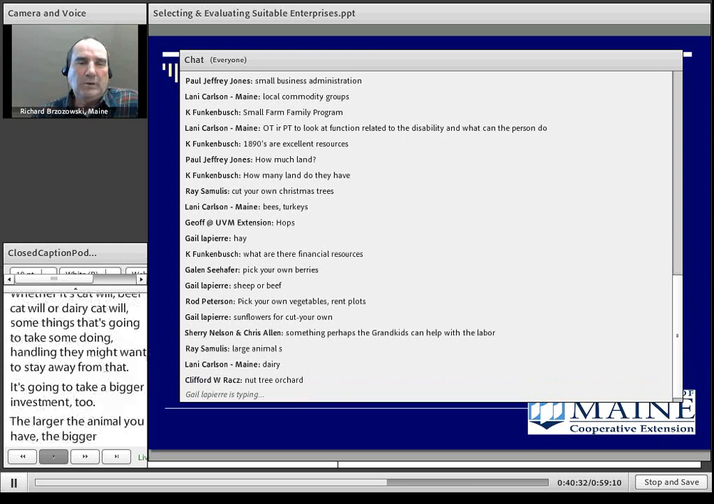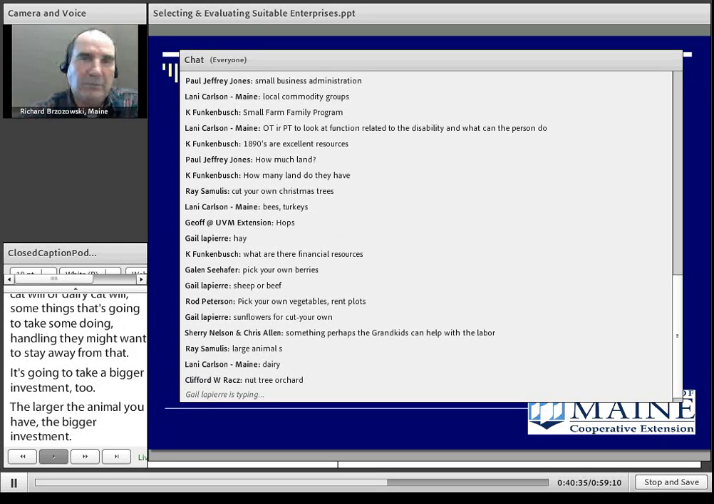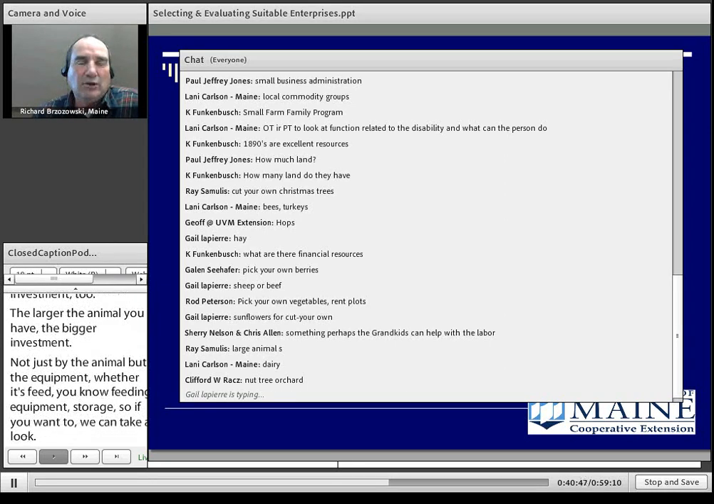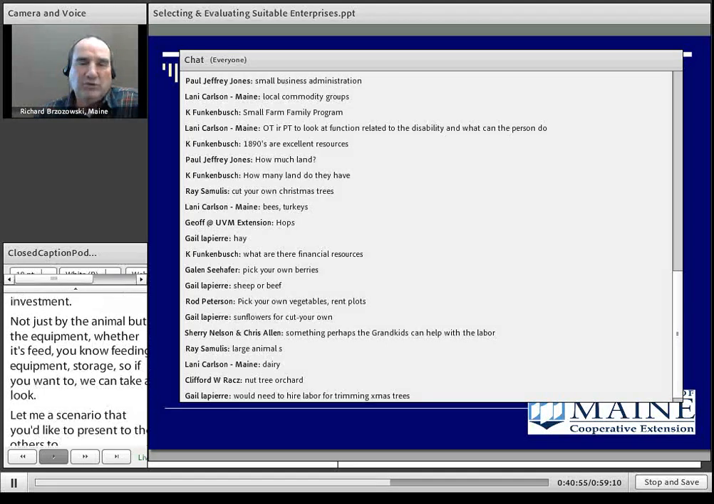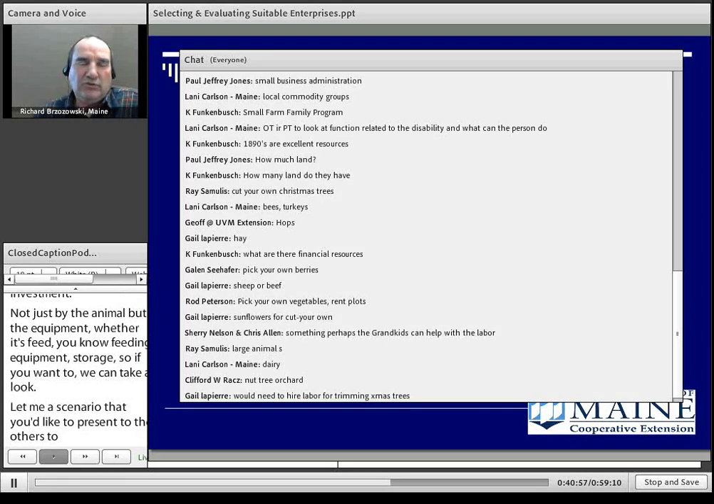So if you want to, we can take a look. Does somebody have a scenario that you'd like to present to the others to address? Give a quick background of what you think the situation is, and then what enterprises you would choose, or would sort of point them to? I would suggest you don't tell them what to do, but give a menu of things that could be feasible.